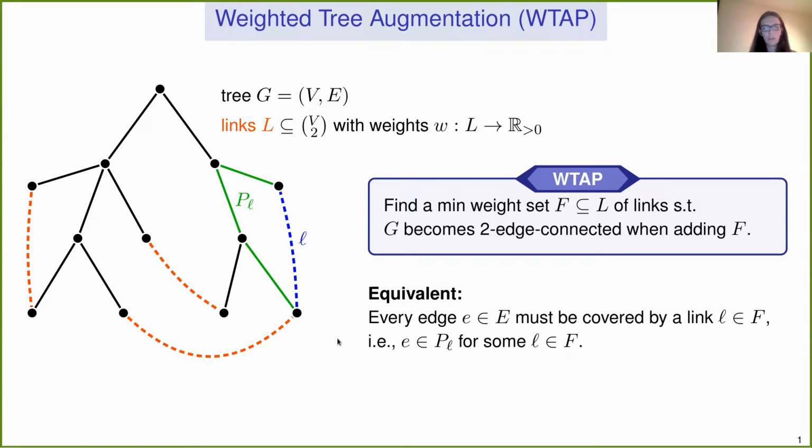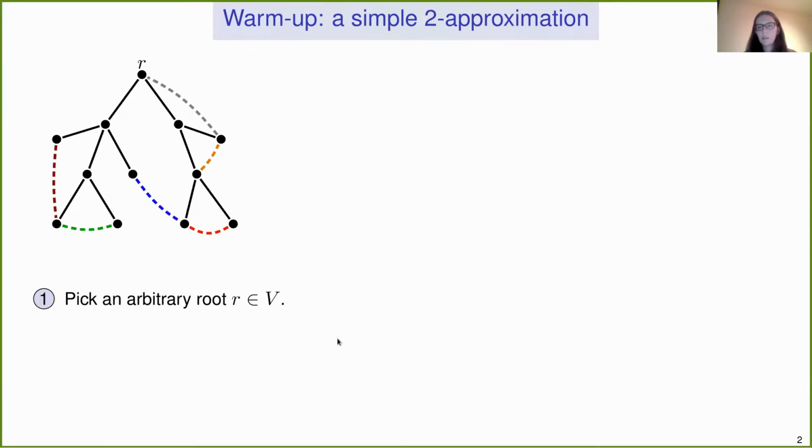That's the problem definition. As the title of this talk suggests, our goal in this talk will be to obtain better than 2 approximations for this problem. But as a warm-up, let us start with a simple way of how we can obtain a 2-approximation. So this 2-approximation algorithm starts by picking an arbitrary root vertex R of our tree G.